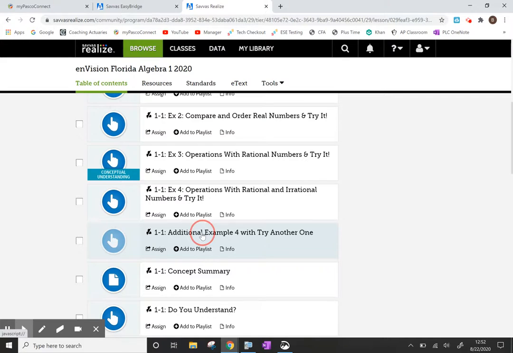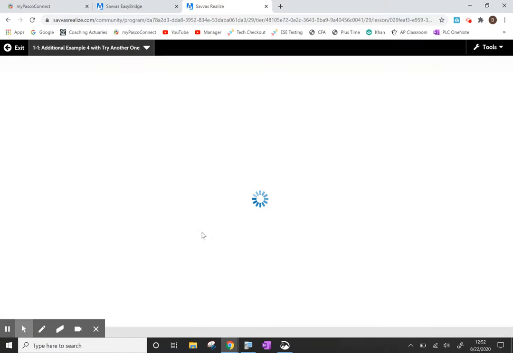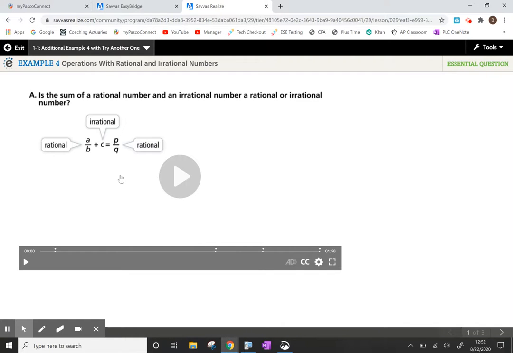So we'll try one more example real quick. All right. Is the sum of a rational and an irrational number a rational or irrational? Well, we've already answered that.